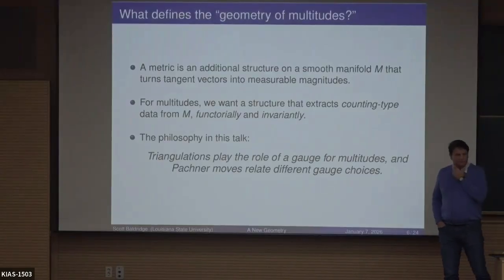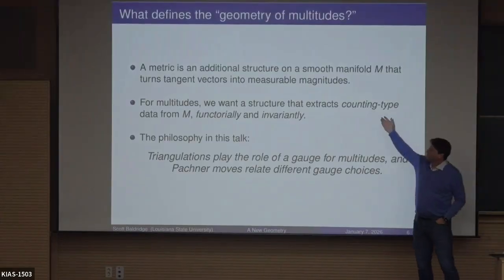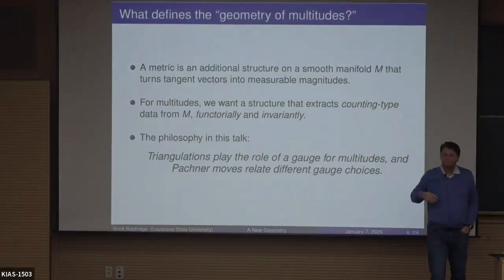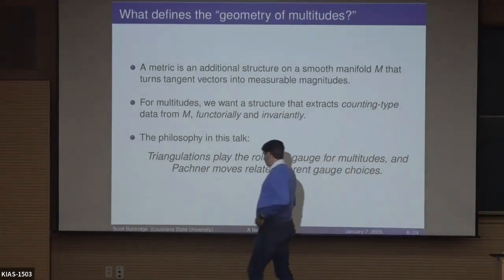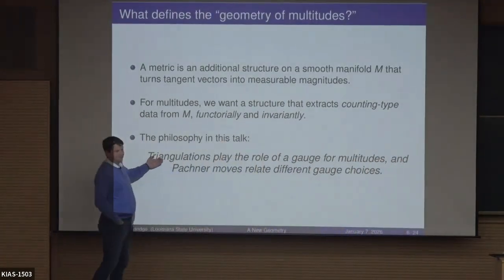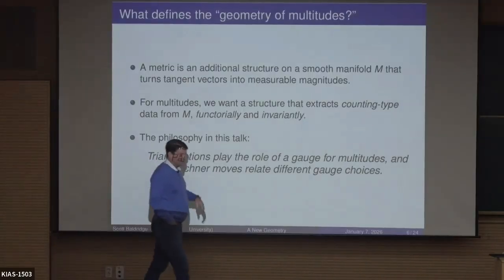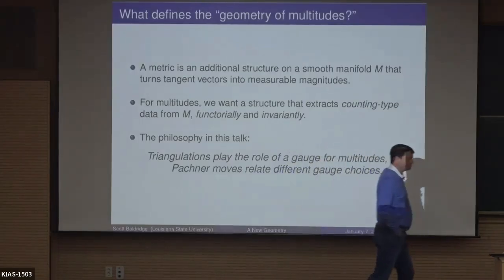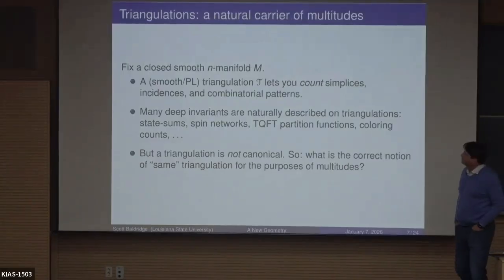Discrete, some sort of discrete. And for multitudes, we want a structure that extracts counting type data. Discrete. And the philosophy of the talk, you knew this was going to be what we're going to play with: we only have triangles. We're going to use triangulations, and we're going to use Pachner moves. Okay? So triangulations are a natural carrier for multitudes.